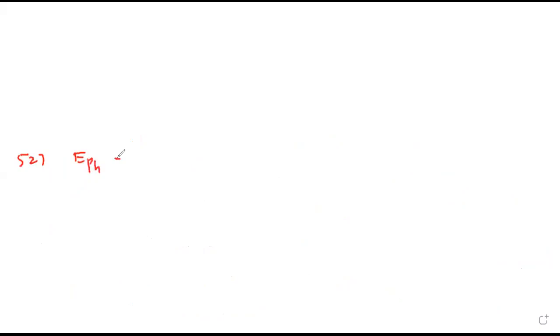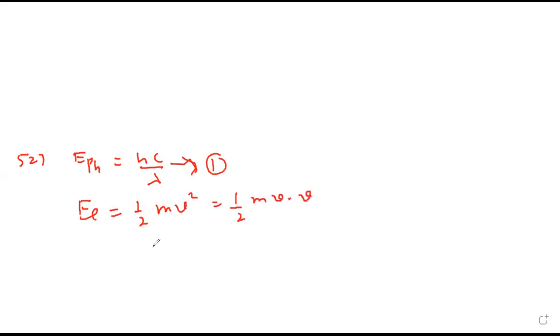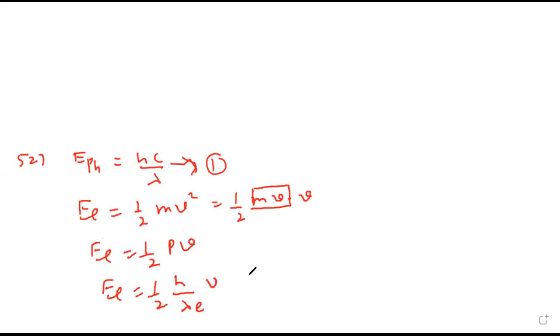Energy of photon is hc by lambda. Energy of electron is half mv square, which is half mv into v. Therefore, energy of electron is half mv, meaning linear momentum p, into v. So this is half h upon lambda of electron into v.